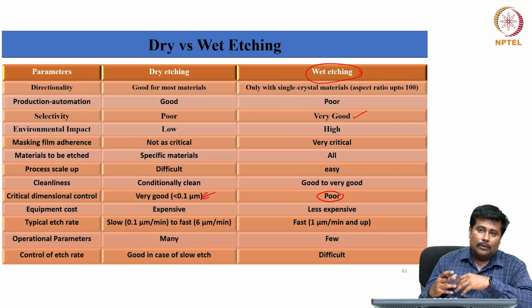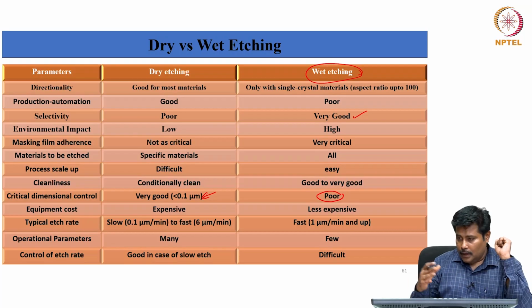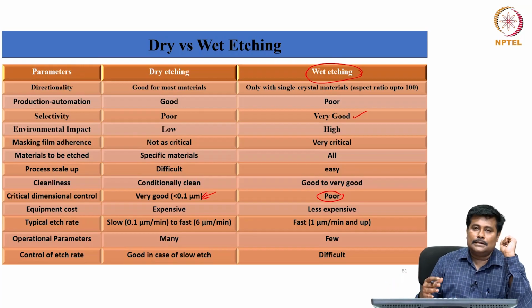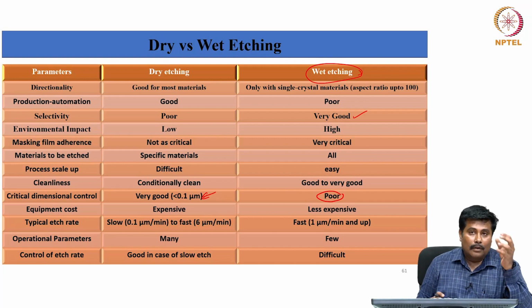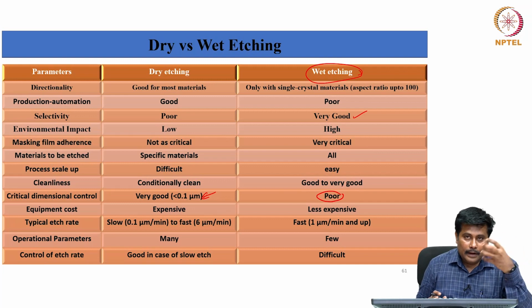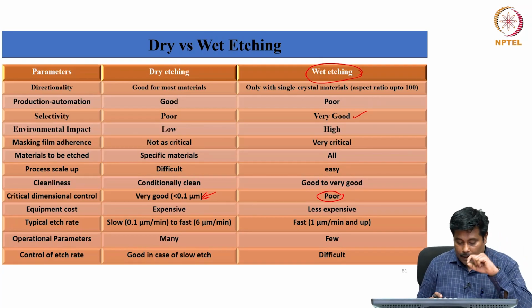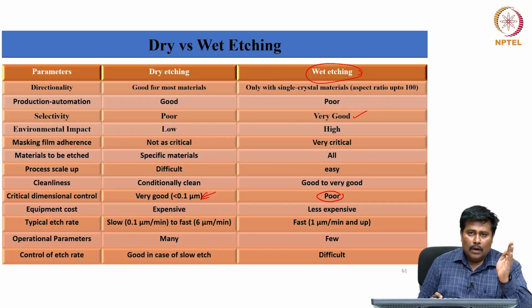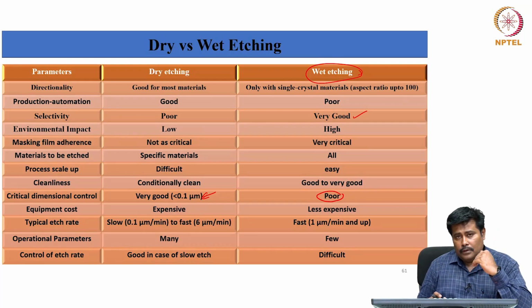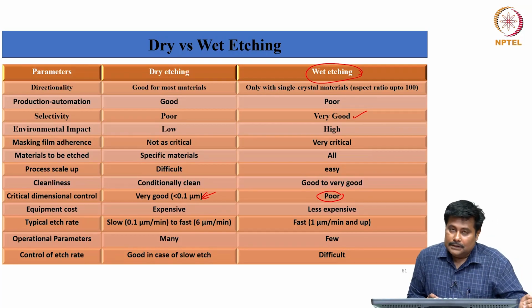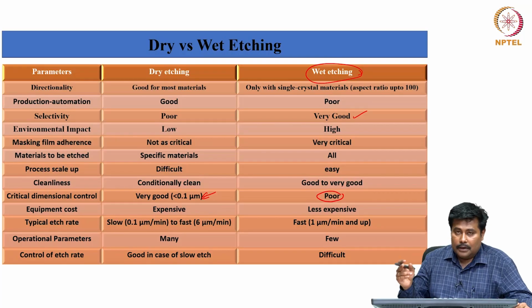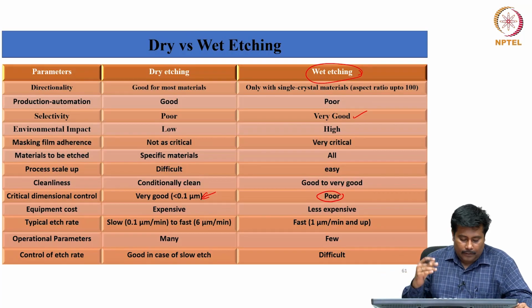In the case of a dry etching process, different sub-integrations need to be included, which makes the system more costly. Whereas in the case of a wet etching process, it is a bit less expensive because it has more to do with a chemical interacting with the material. And as far as the typical etch rate is concerned, the dry etching process is slow. It is in the order of 0.1 micrometer per minute, with a range up to 6 micrometers per minute. However, in the case of the wet etching process, it is in the range of 1 micrometer per minute and up, which is slightly faster.